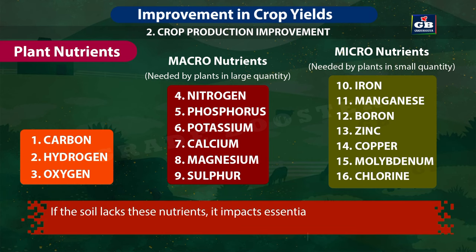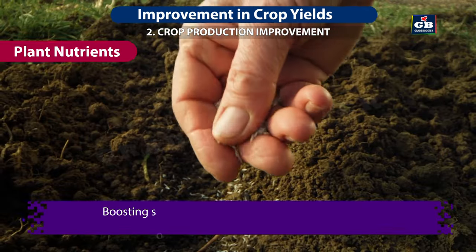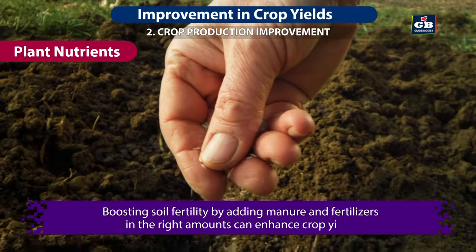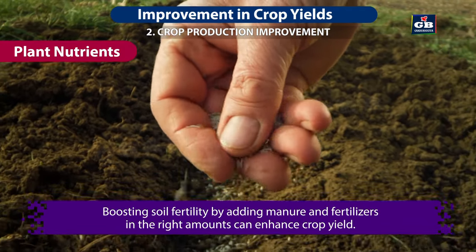If the soil lacks these nutrients, it impacts essential processes of plants like growth, reproduction, and their ability to resist diseases is affected. Boosting soil fertility by adding manure and fertilizers in the right amounts can enhance crop yield.